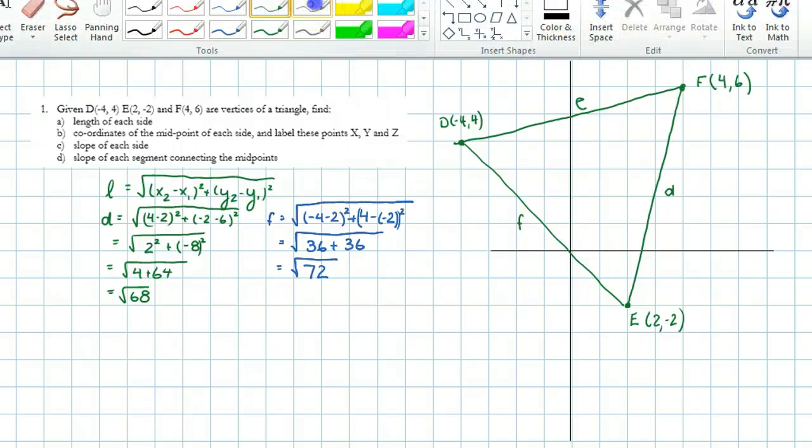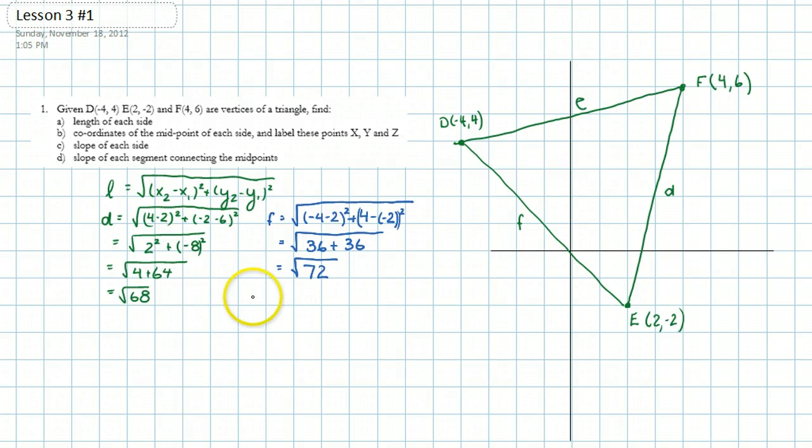Now let's get another color here, and let's figure out E, and E is equal to the square root of, and this time I'm going to read it right off. 1, 2, 3, 4, 5, 6, 7, 8. So that's 8 squared plus 2 squared, which is 64 plus 4, which is 68.